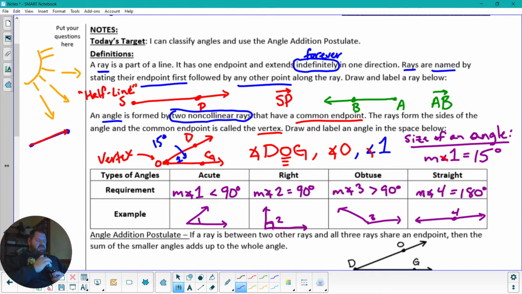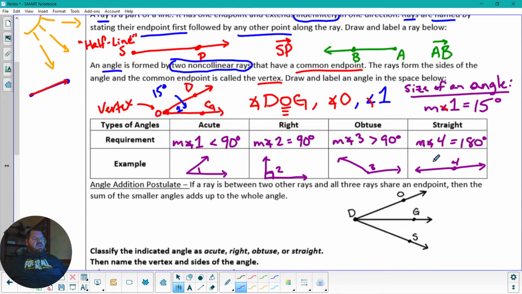Okay, then the last kind of definition that we have, we talked about one of these yesterday, the segment addition postulate. Today we're going to deal with the angle addition postulate, which just says that if I have a ray in between two other rays, in this case G in between DO and DS, then the sum of the smaller angles adds up to the whole angle. Part plus part equals whole.